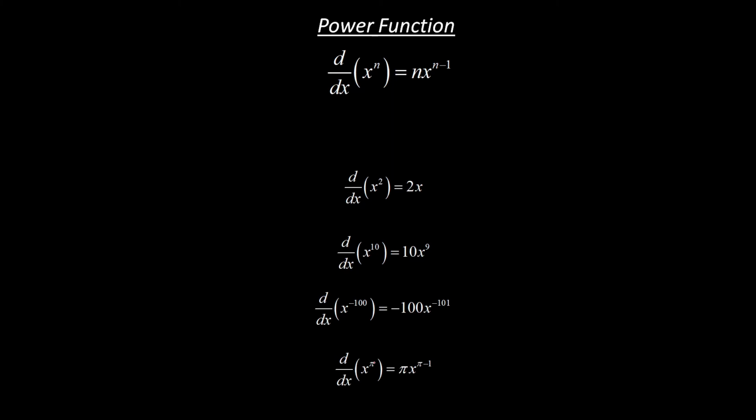And how about x to the pi? Pi is just a number, about 3.14. So we identify pi as n. And so pi becomes our coefficient. And then for the exponent, we have n minus 1, which then is pi minus 1. Power functions.